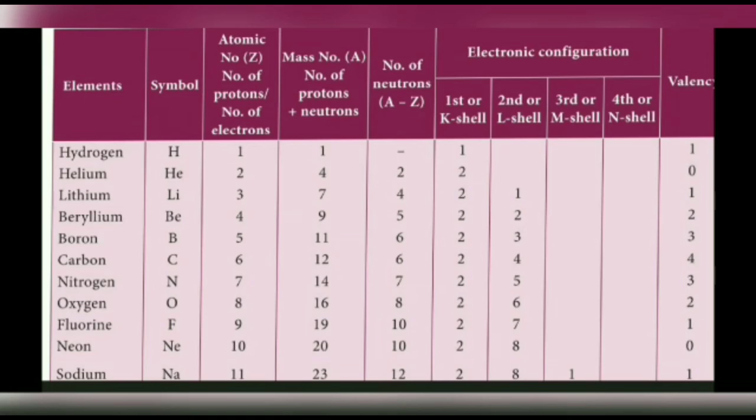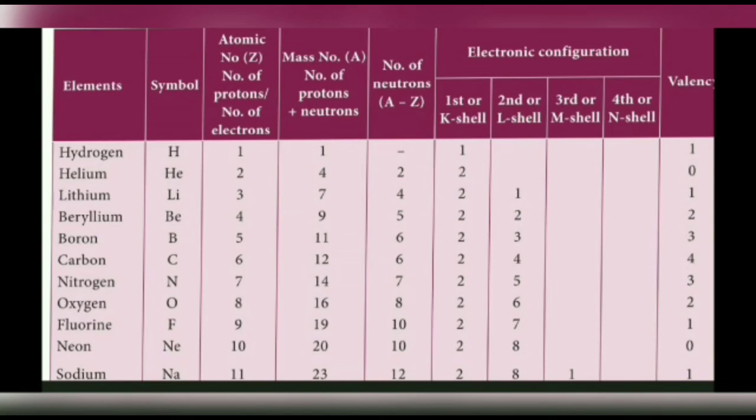Then next one, lithium, atomic number 3. Then the mass number is 7. So the number of neutrons is 7 minus 3, which is equal to 4. Okay, in this, the first shell has 2 electrons, and the remaining 1 is present in the second shell. So in the outermost shell, how many electrons are present? 1. Therefore valency is also 1.